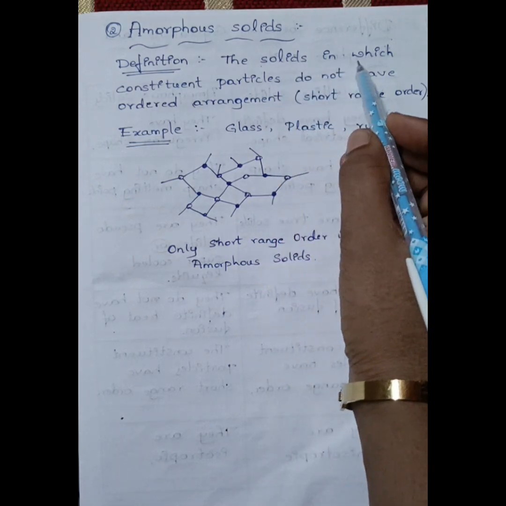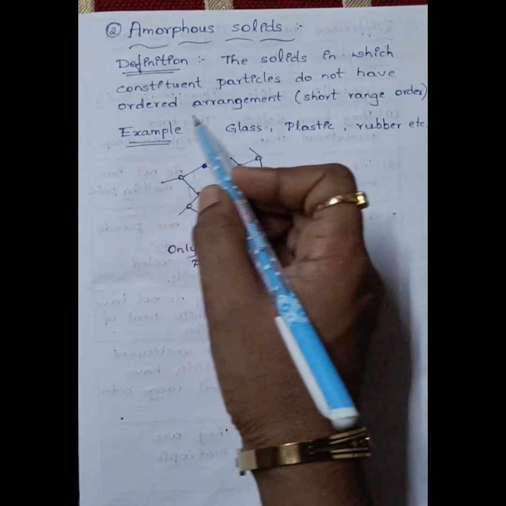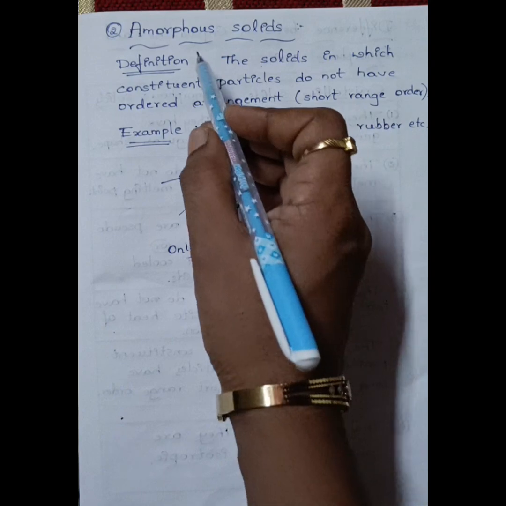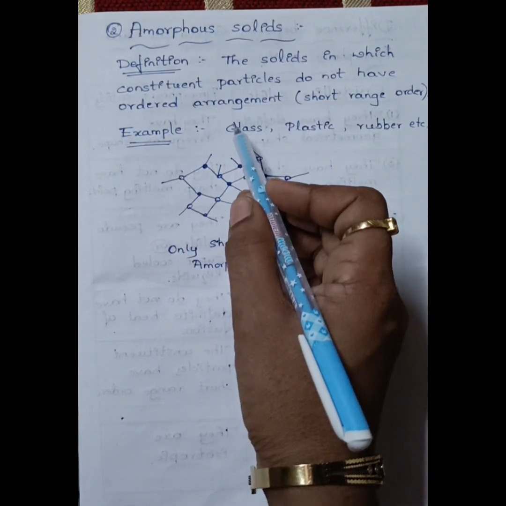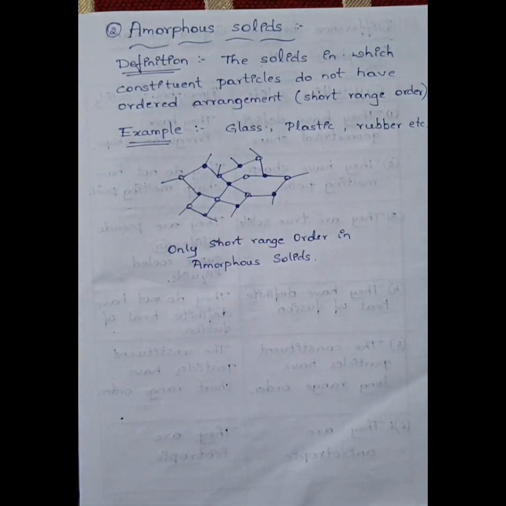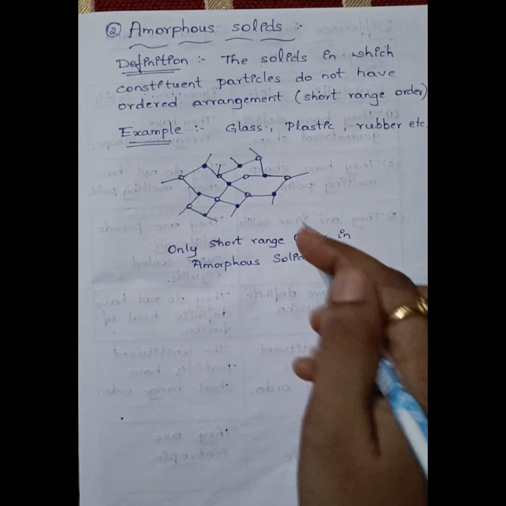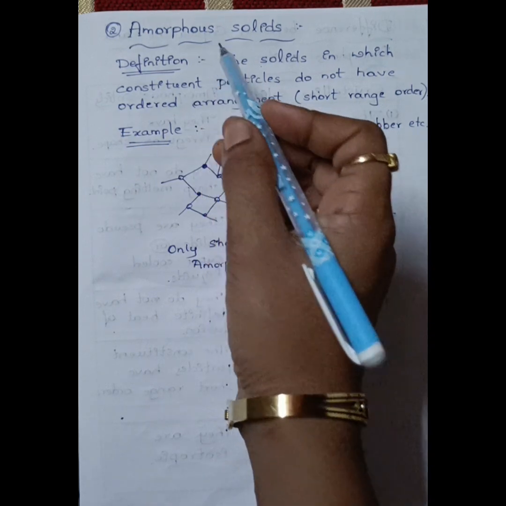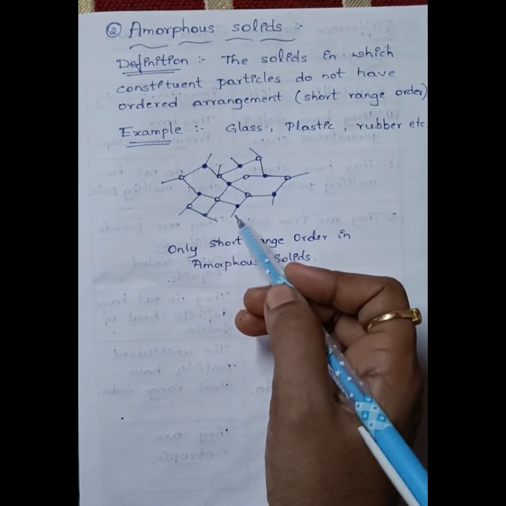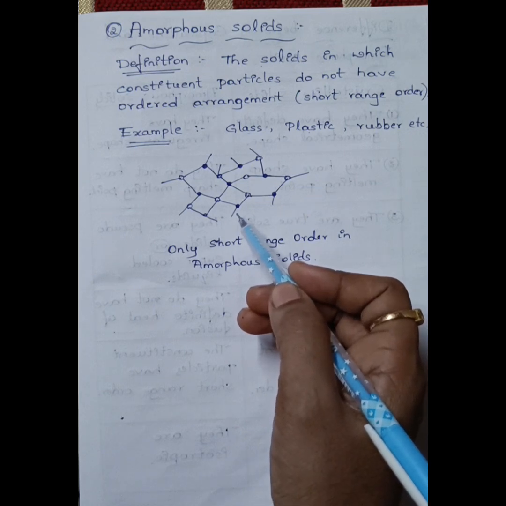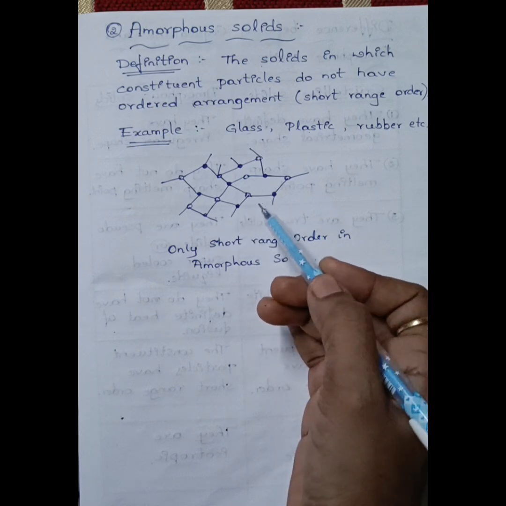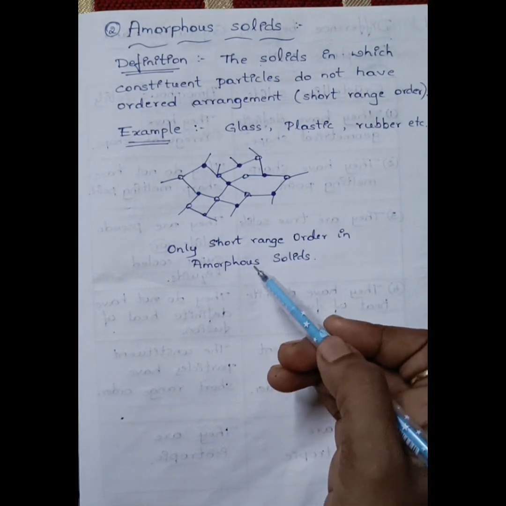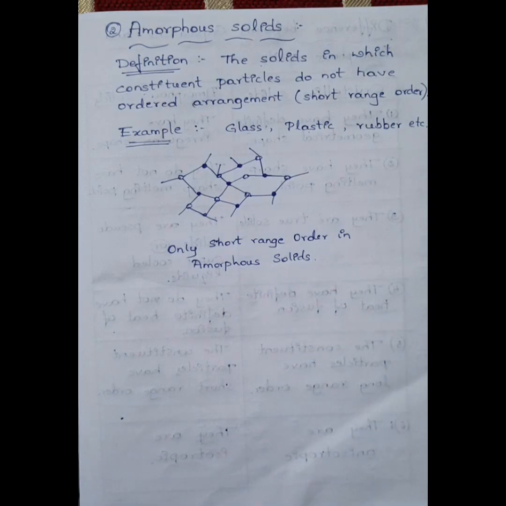The solids in which the constituent particles do not have an ordered arrangement are called amorphous solids. If the constituent particles are not arranged properly, then they are called amorphous solids. Glass, plastic, rubber, etc. are examples of amorphous solids. This kind of order is seen in amorphous solids. That means they are not arranged orderly, and this is a short range order. Okay, this is about crystalline and amorphous solids.